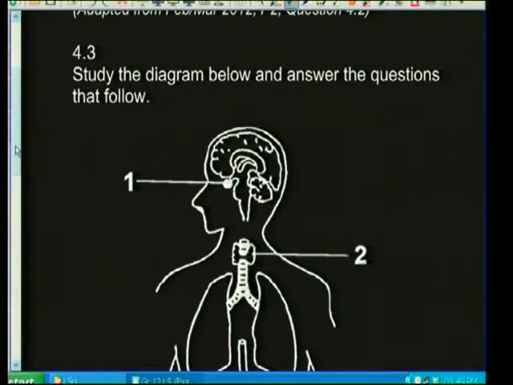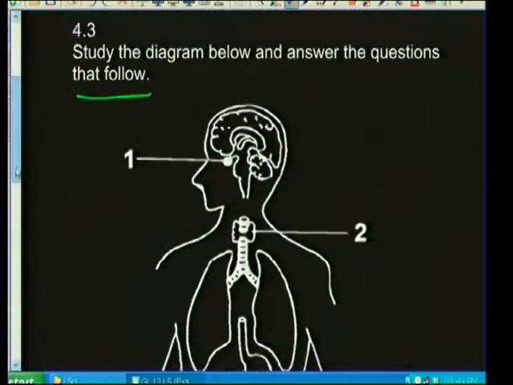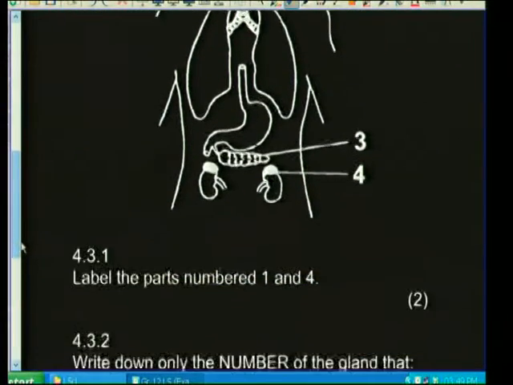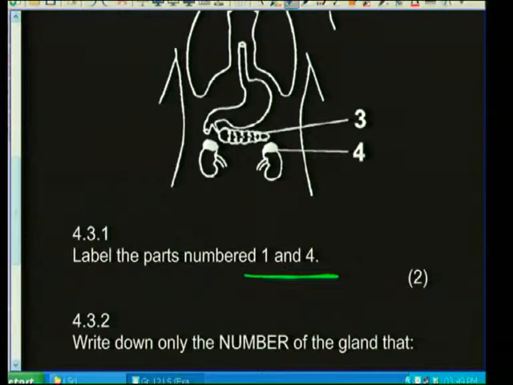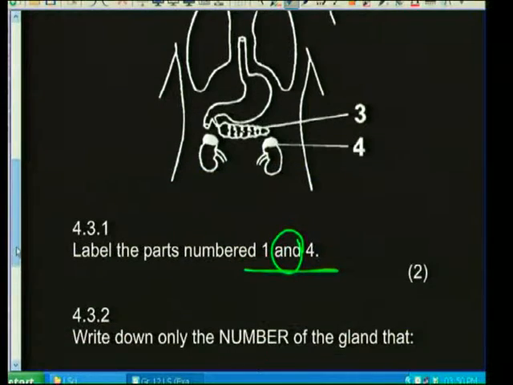Let's move on. Question 4.3. Now we're moving to the endocrine system. It's also animal responses. Study the diagram below and answer the questions that follow. Straightforward there. They're giving you a diagram. They're saying label parts 1 and 4. Notice it says 1 and 4. Be careful with the story there, 1 and 4 and 1 to 4.